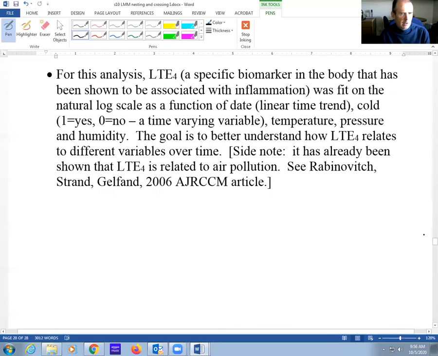So some of the other variables that we have as predictors: whether or not they had a cold at the time, temperature, pressure, humidity. Air pollution was also one, but I think in the model I'm showing you, I don't have that particular predictor in there.